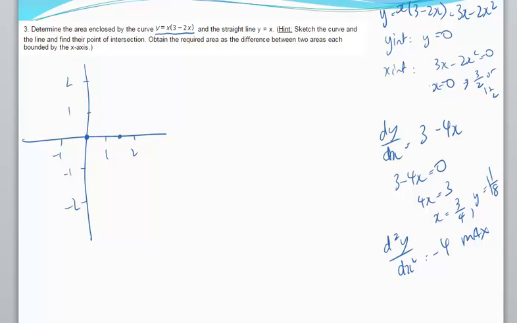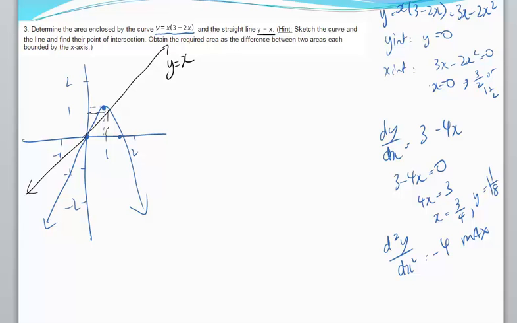We have a maximum here at x is equal to 3/4 and y is 1 1/8, so about here. And so our curve goes like this. Now we can look here, our other line is y is equal to x. And y is equal to x will go through here, there's our point (1, 1), and keep on going.